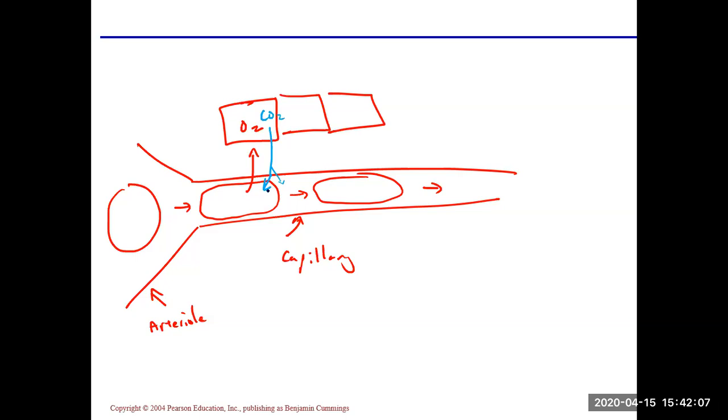But the idea is that a spectrin allows it to change shape, and that's pretty important. That gives it the flexibility.